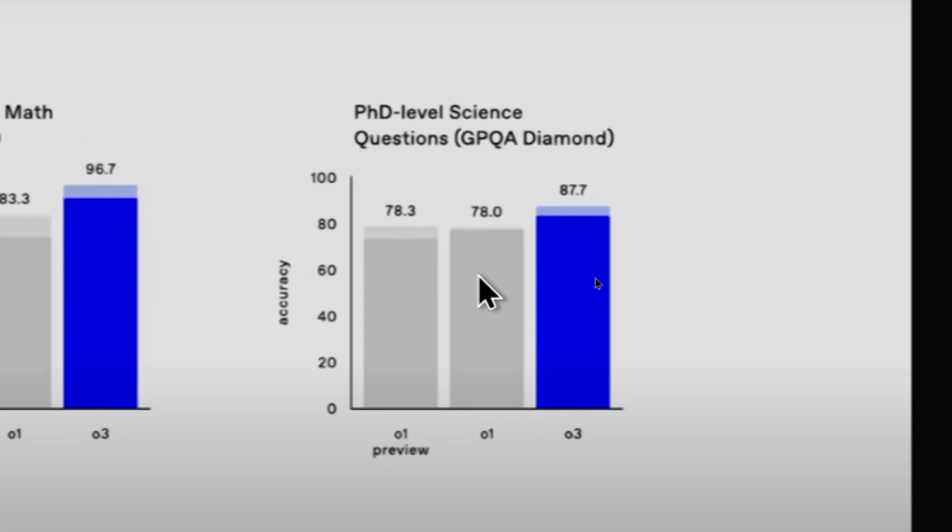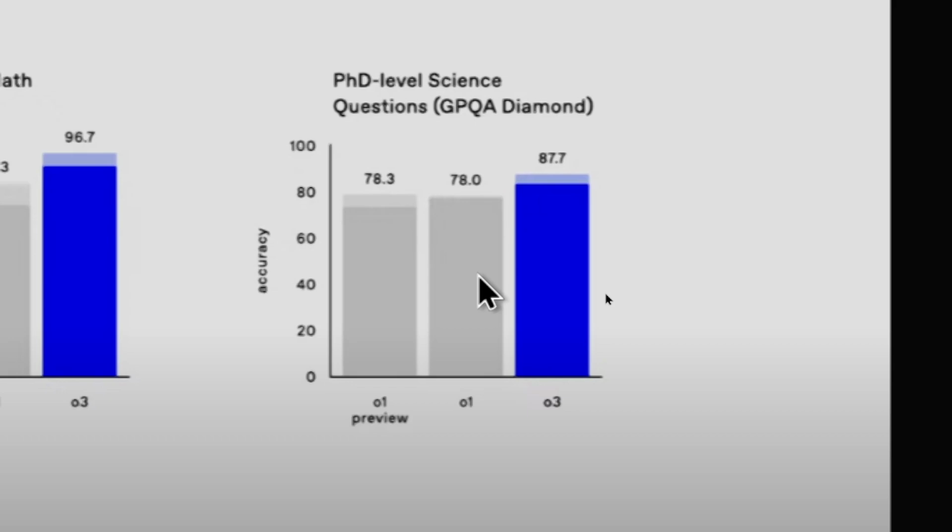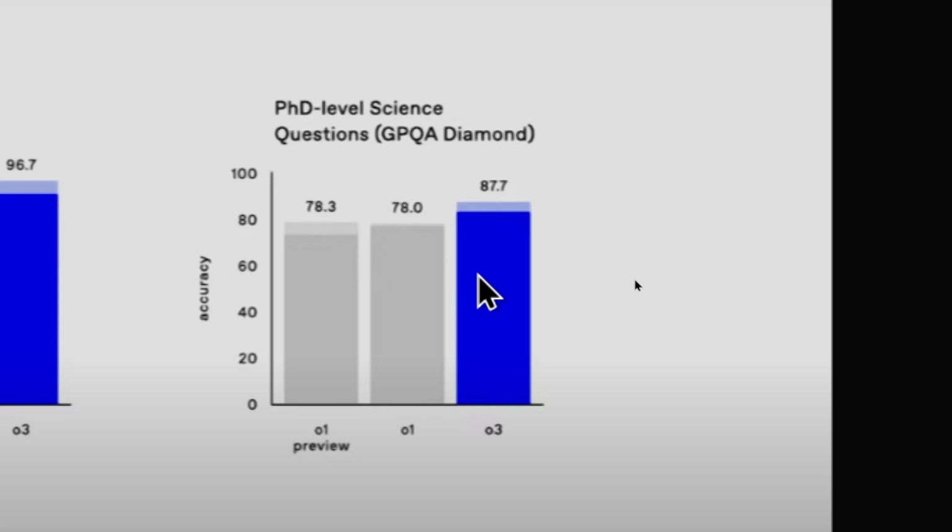The next graph is PhD level science questions. O1 Preview scored a 78.3% accuracy. O1 scored pretty similar, a 78% accuracy. And O3 scored an 87.7% accuracy. In comparison, expert PhDs in their field of choice, they usually get around a 70% accuracy. So all of these models appear to beat that.